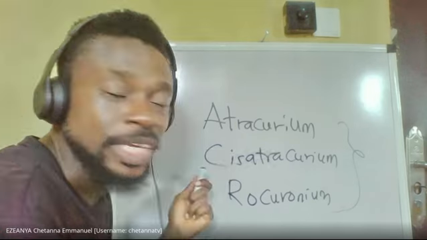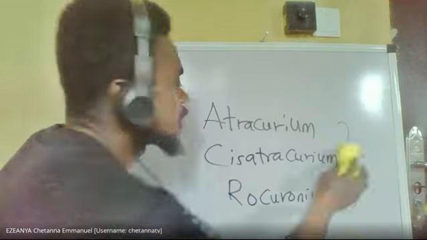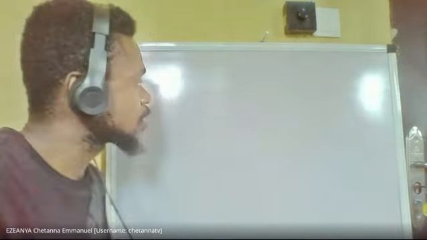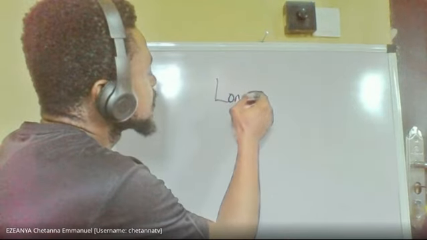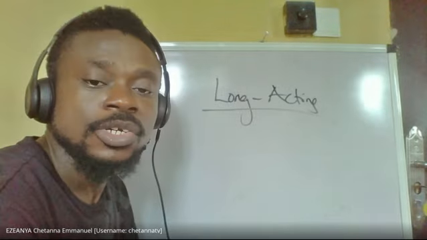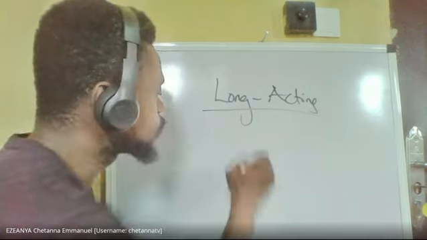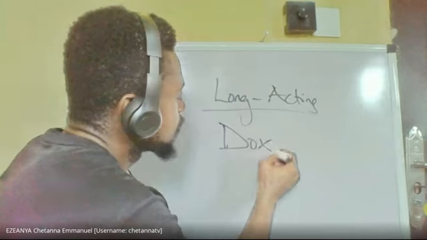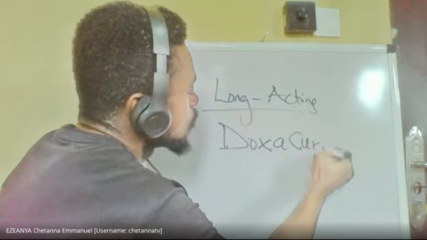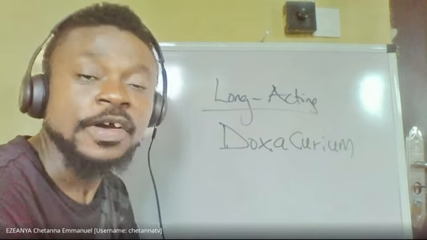Now, so these are some of the examples of intermediate neuromuscular blocking agents. So let me go back to the long acting. This one acts for a long time. Long acting neuromuscular blocking agent. We have things like doxacurium. Doxacurium. We also have mivacurium.